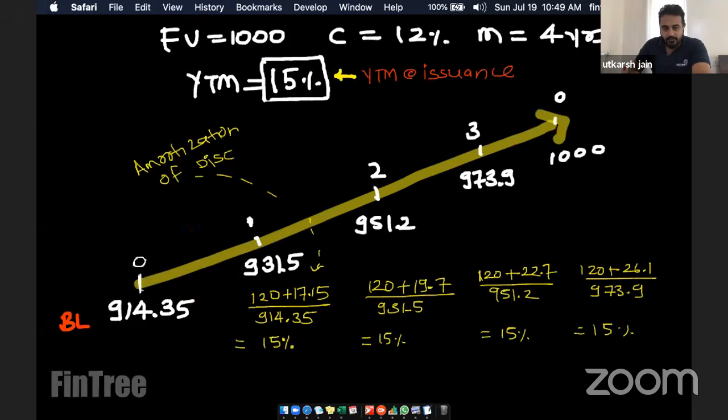And that's how 914 to 931 to 951, that's how eventually she gets the 1,000 back. That is how a discount bond works. Make sense?